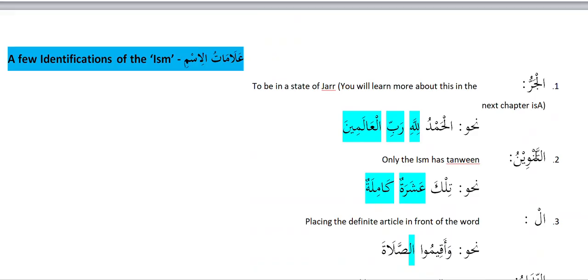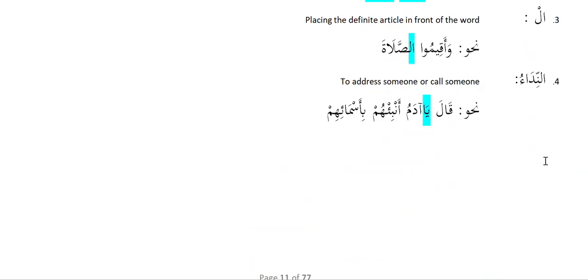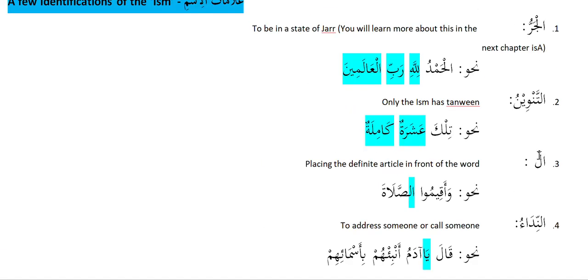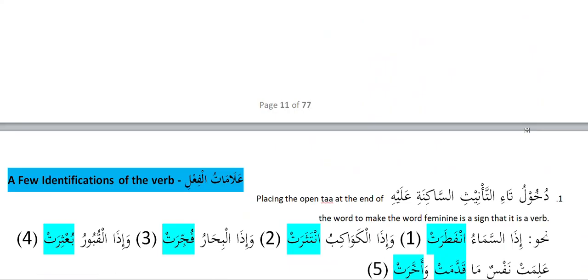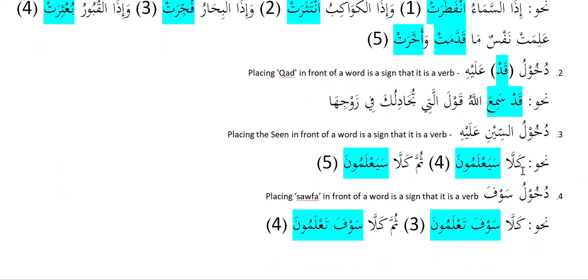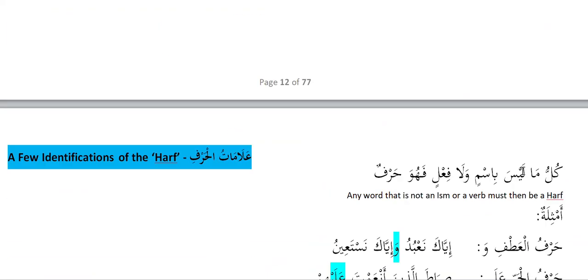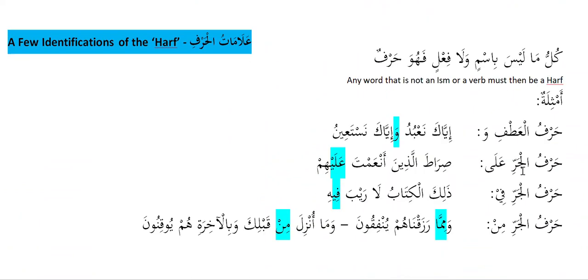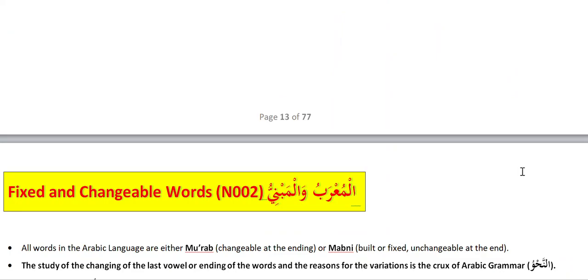Here I went through a lot of details, now identifying the ism. Whereas I gave you brief examples here, for identifying the ism, we have four identifications. For identifying the verbs, we have four. And for identifying the harf, I said whatever is remaining.